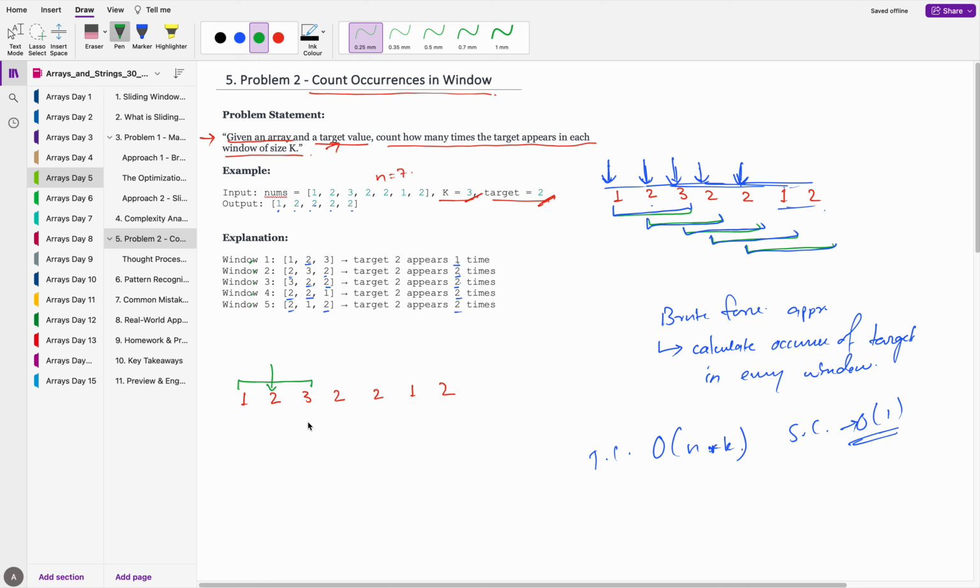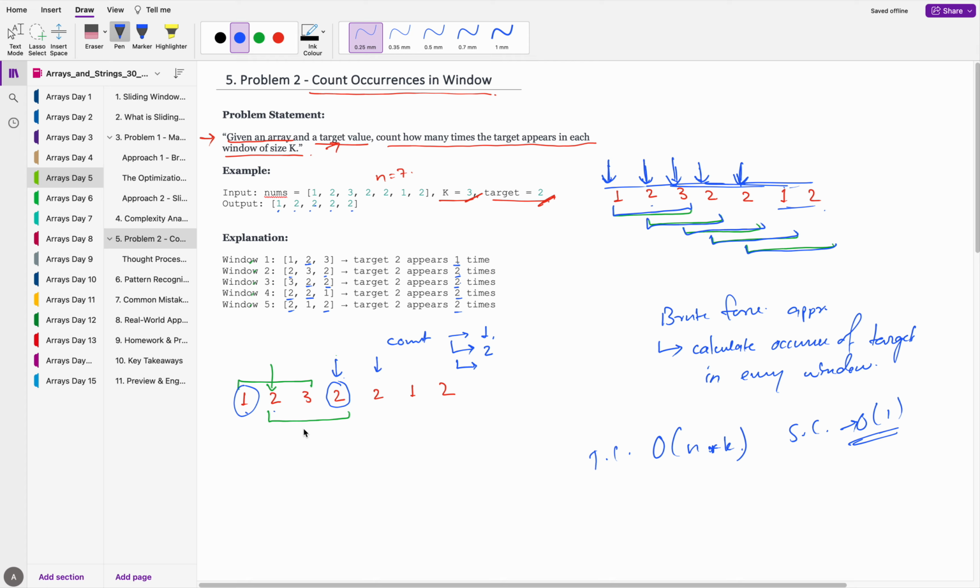Okay. Now for the rest of the windows, we know that one item is leaving and one item is getting added. है ना? One item is leaving and one item is getting added from here. So if the item left is not 2, we are not gonna decrement the count. And if the item being added is 2, we are gonna increment the count. ठीक है? तो काउंट पहला में कितना था? 1 था. ठीक है. अब नेक्स्ट आइटरेशन में क्या होगा? The item left is not 2, so no issues, but item added is 2, so ये +1 होके 2 पे आ जाएगा. ठीक. Now for the next window.